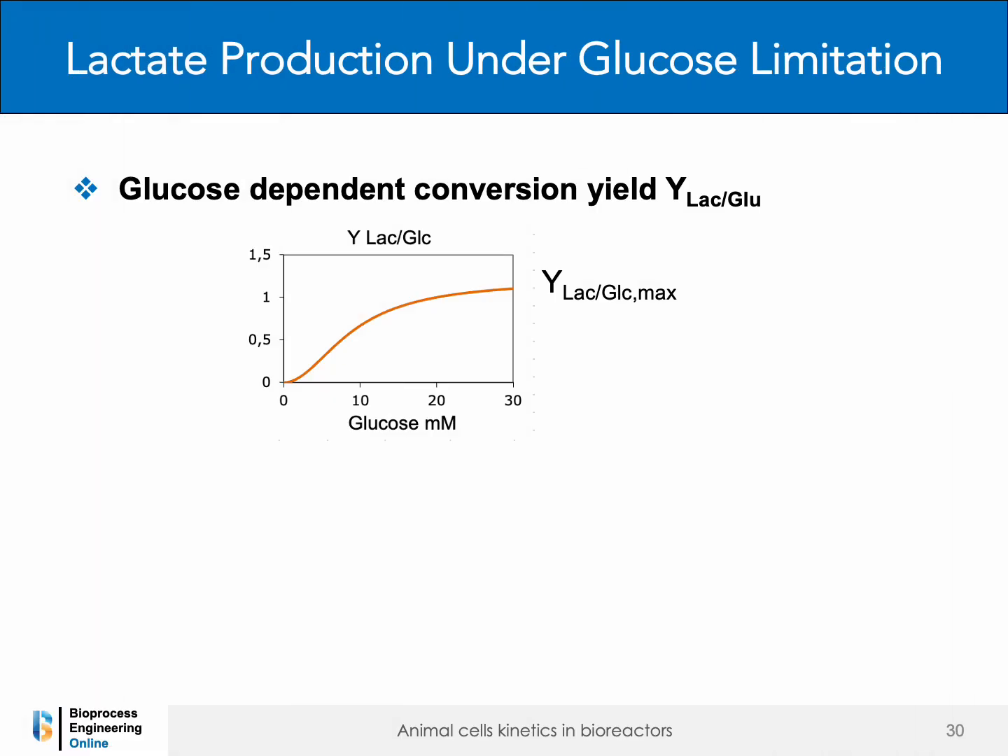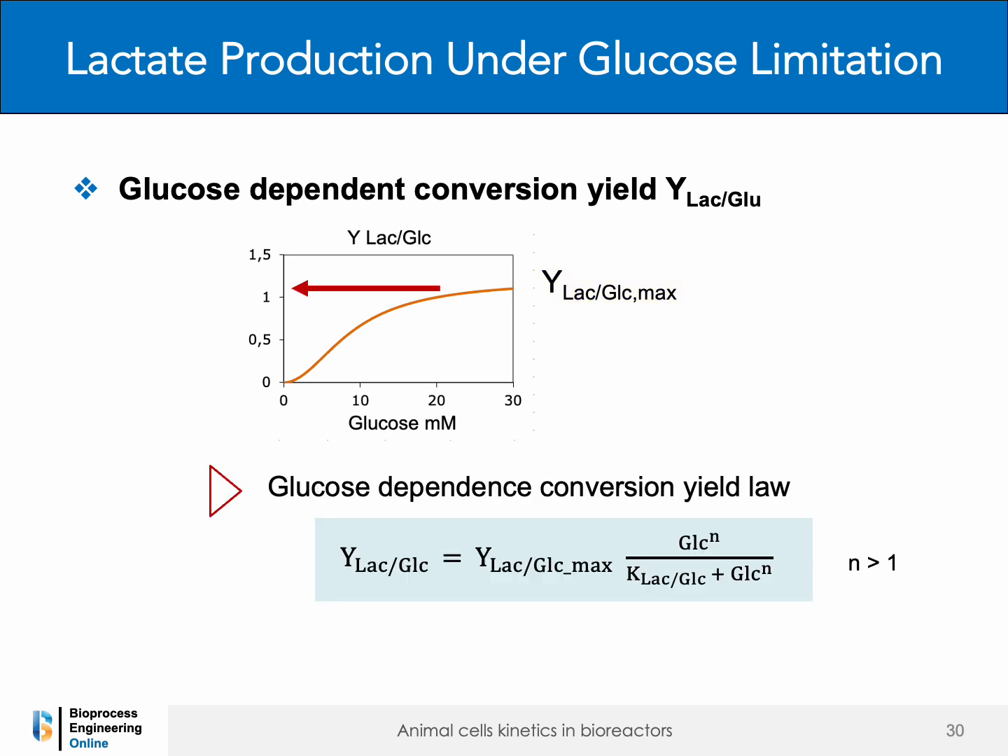For some metabolites, the production yield is not constant. This is particularly true during long-term fed batch or continuous cultures, where glucose is intentionally maintained at a low concentration. Under these conditions, cells progressively adapt their metabolism and produce significantly less lactate. As a result, the glucose to lactate yield is no longer constant. At high glucose concentrations, the yield reaches its maximum value. As glucose becomes limiting, the yield decreases.